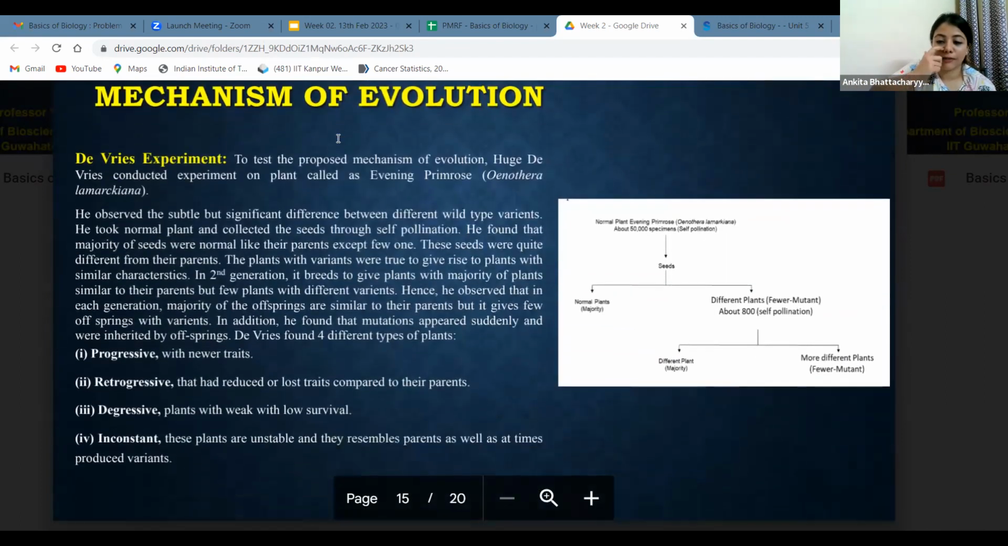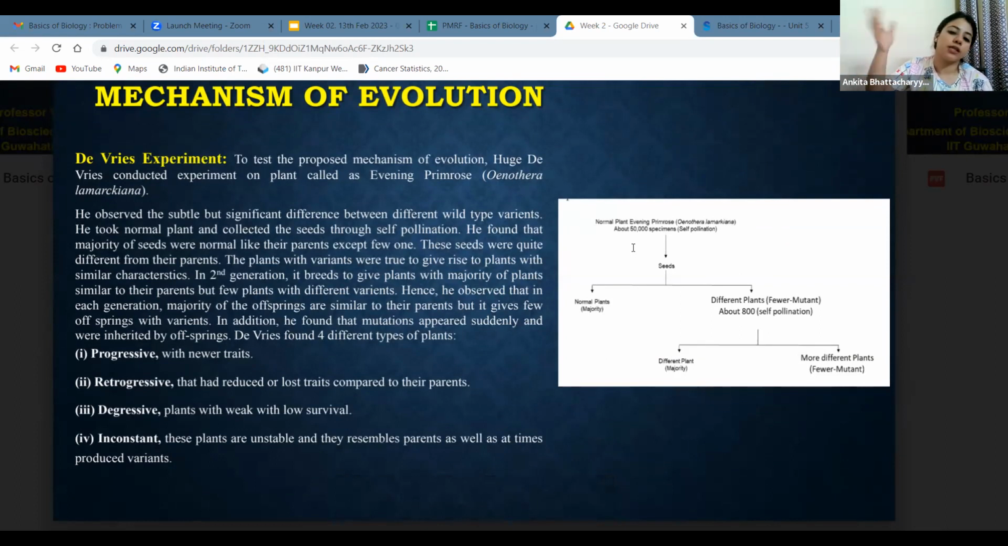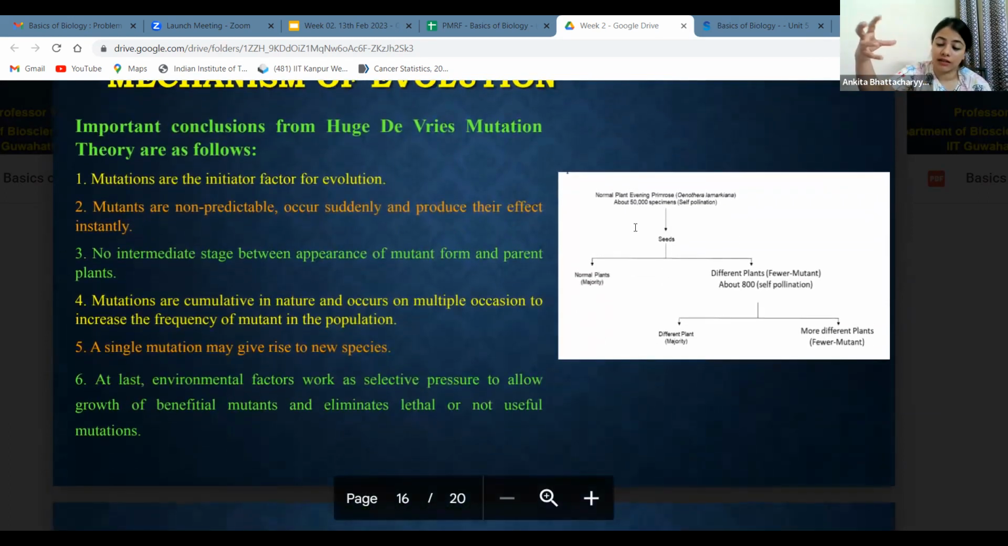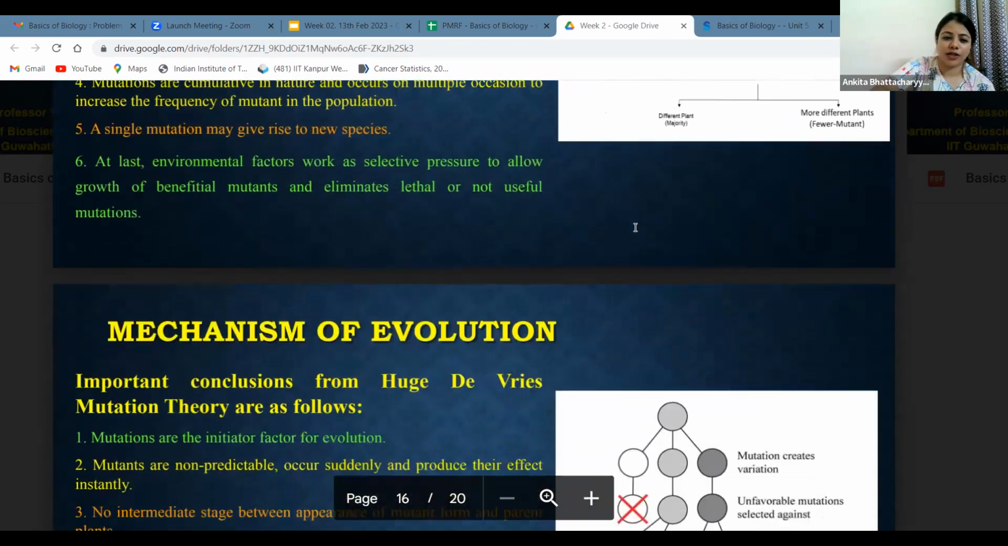So he performed some experiments where he took this particular plant, the evening primrose, Oenothera lamarckiana, and when he carried out self-pollination of these wild-type normal plants, he found that a large part of them were normal, but there were some plants which were different. And when these different plants were self-pollinated, among them you could find this variation, but you could also find other plants which had much more variation. So he could find several different subclassifications from them. So he concluded that mutations are the major reason why evolution is occurring, that they occur out of nowhere. One mutation can give rise to a species, and several other conclusions based on that.